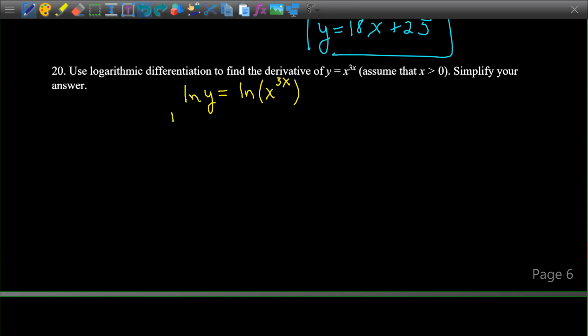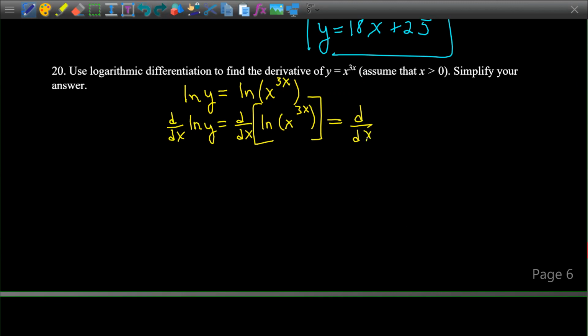So now we're going to take the derivative. And here we have a function y, a function of x. So we're taking the derivative with respect to x. And actually, there's a couple ways you could do this. You can use rules of logs. And the log of something raised to a power, you can take that power and put it out in front of the log.